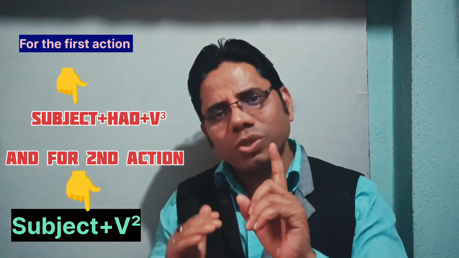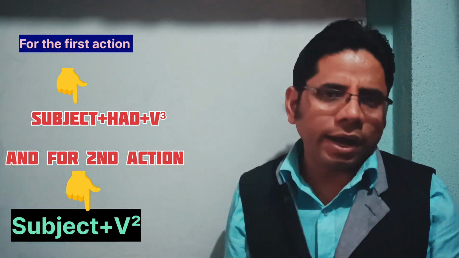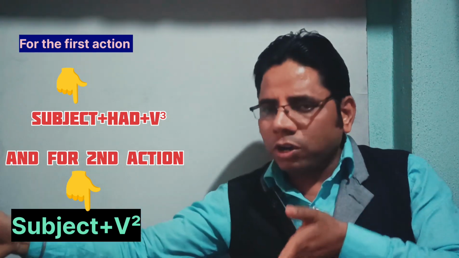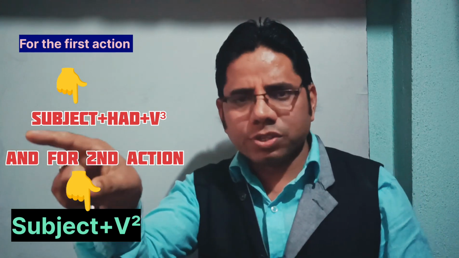The action which is completed first, you have to use the structure of past perfect for that part of the sentence: subject, then had, then verb 3. After that you use the part of the sentence which is completed later. The bell had rung first, after that I reached the school. So for the first part you use past perfect, and for the second part of the action you use simple past.